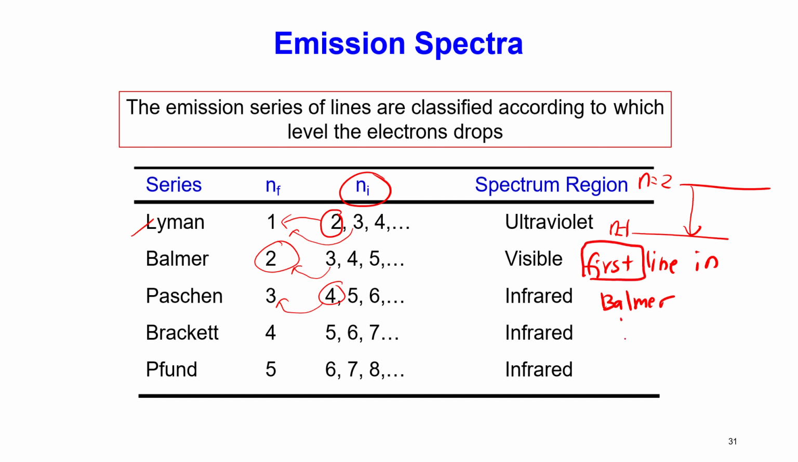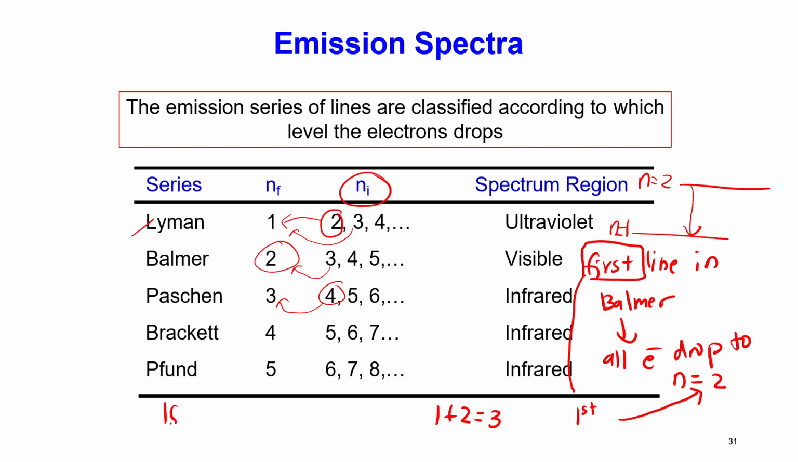Okay, so kita tahu Balmer, all electron drop to n equals to 2. So first meaning 1. So 1 plus 2 become 3. So meaning untuk first electron in Balmer, the electron drop from initial 3 to final 2.